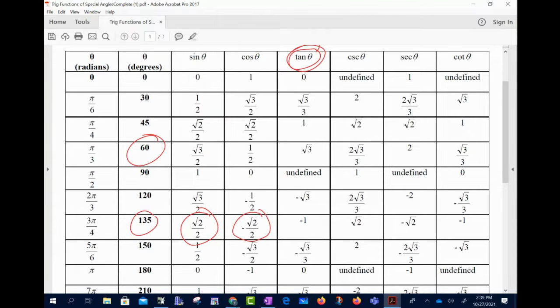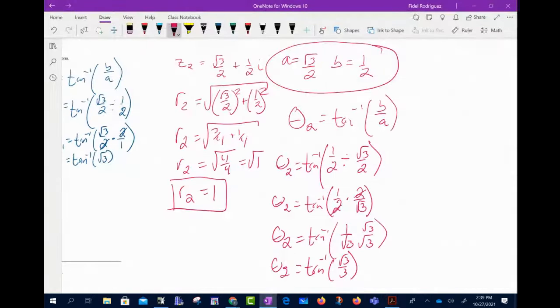Under tangent, do you see square root of 3 over 3? Pi over 6 or 30 degrees, right? And the only reason I'm going to use 30 is because we used 60 the other time. You know what I mean? Good, good. All right, so theta 2 we said was what, 30 degrees?